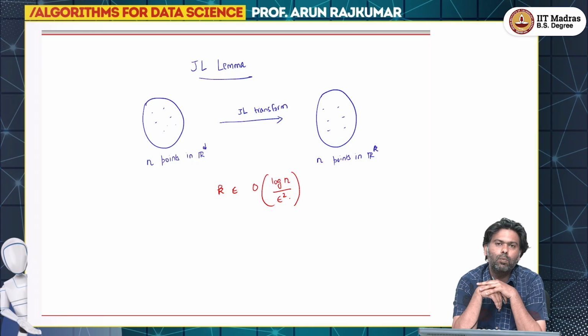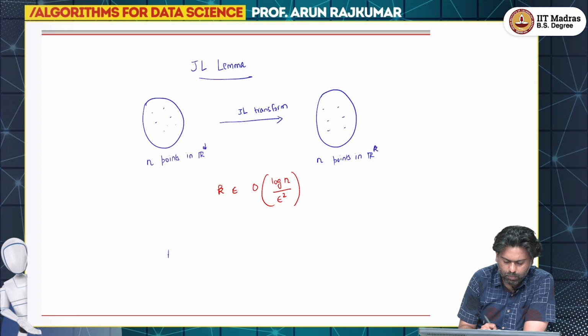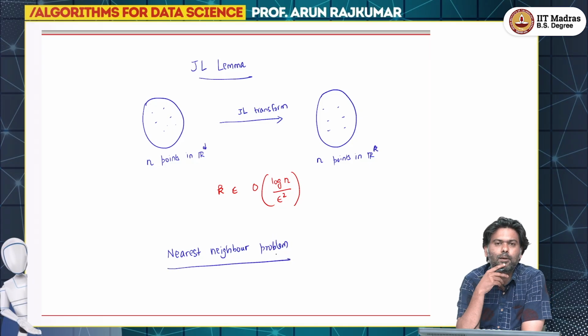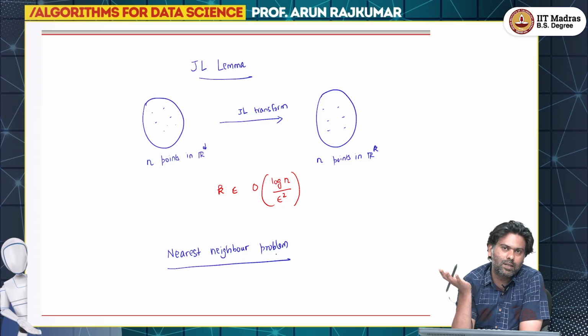Now let's say we want to use this lemma for some machine learning or data science application, and one of the most common applications that we will encounter in data science is the problem of nearest neighbors. I'm sure most of us are aware of this. Quick recap: you have a bunch of n points, you are given a query point q, and you want to know who is the nearest neighbor to the query point in the set of n points that you already have.